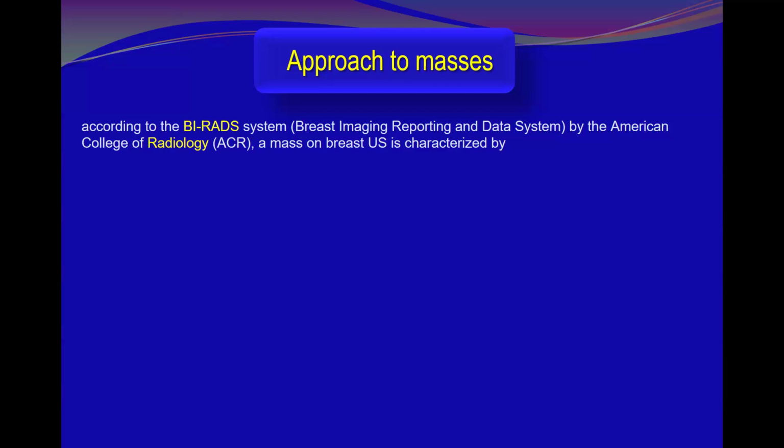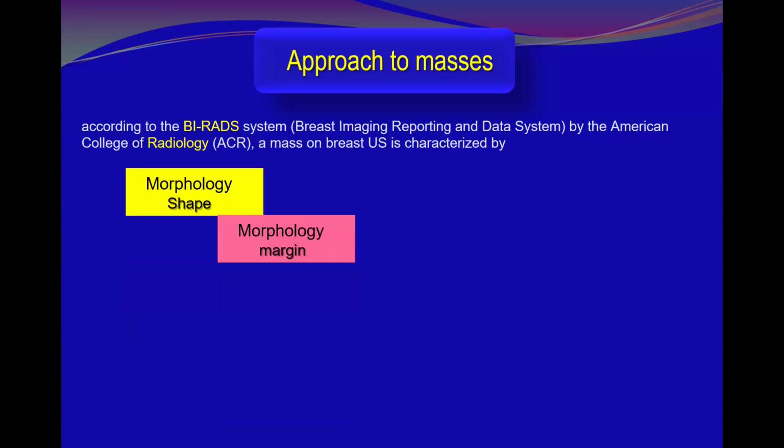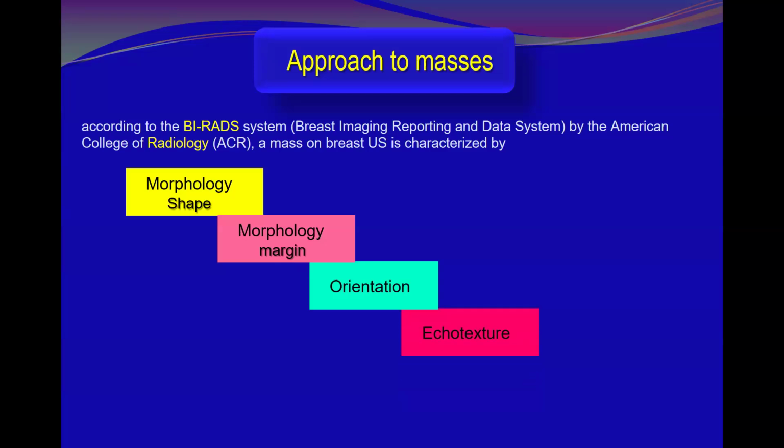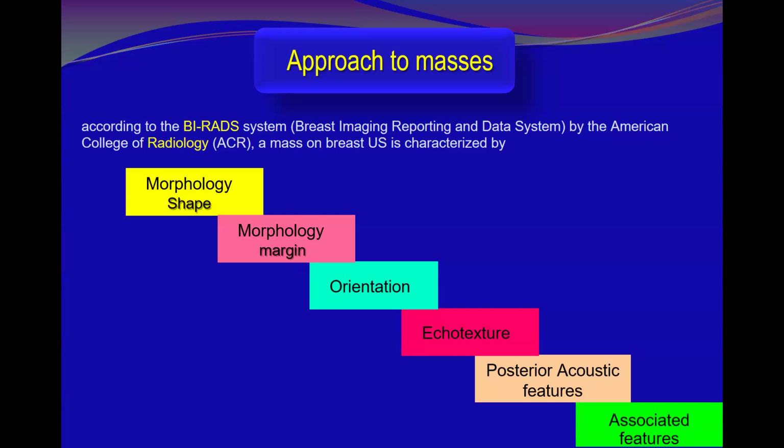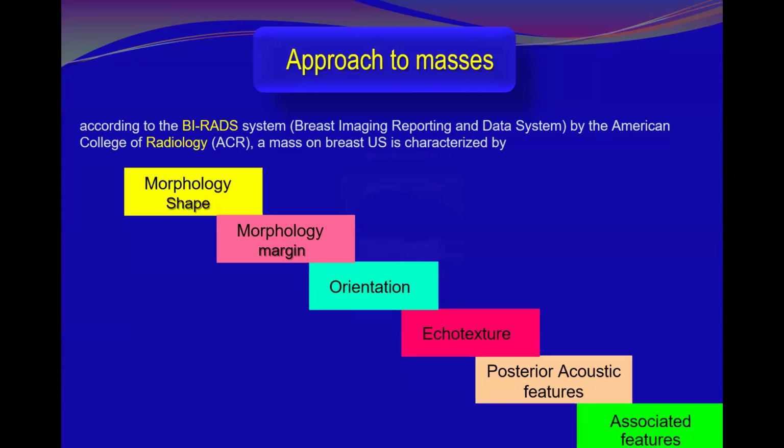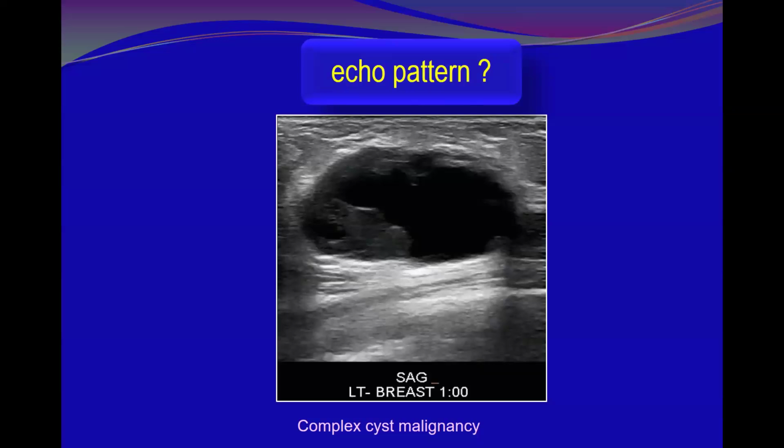Okay, so talking about the approach to masses on breast ultrasound, according to the ACR, we have to evaluate the morphology: shape, margins, orientation, echo texture, and posterior features. Sorry, it should not be acoustic, it should be only posterior features. And later we are going to talk about the classification and associated features related to the mass. Okay, we can go quickly through some examples here, just to revise what we have discussed.